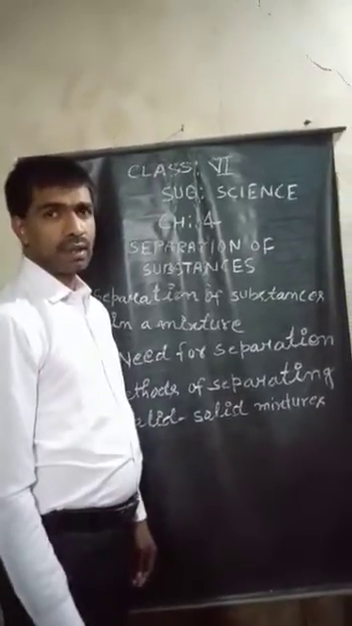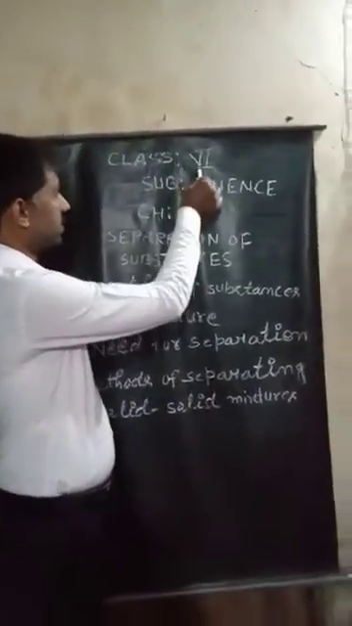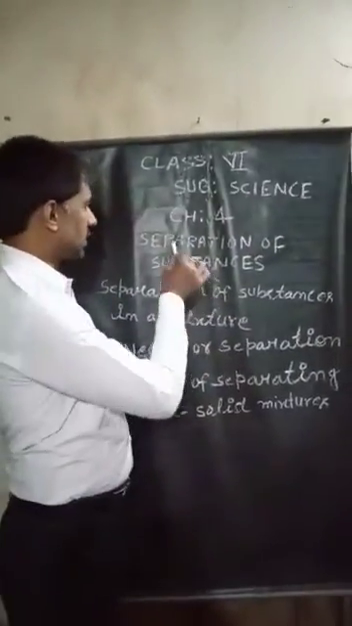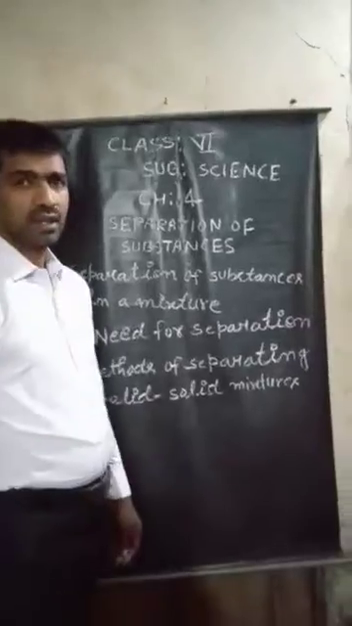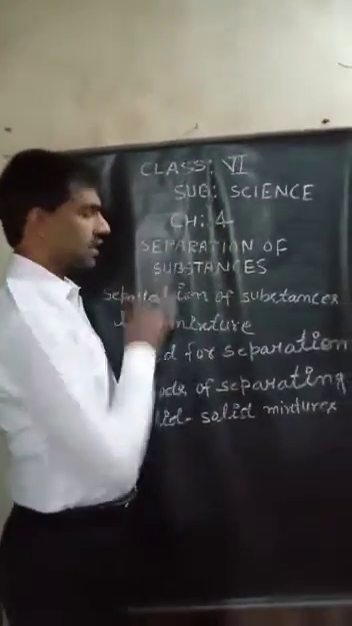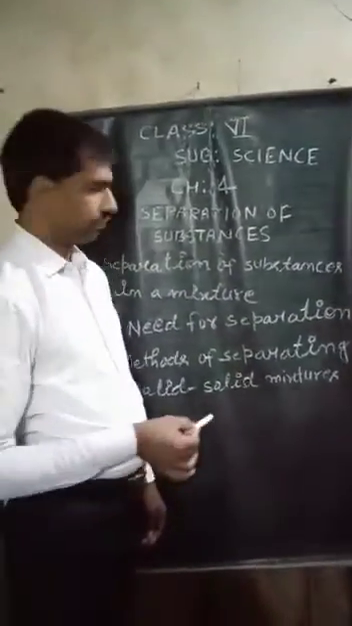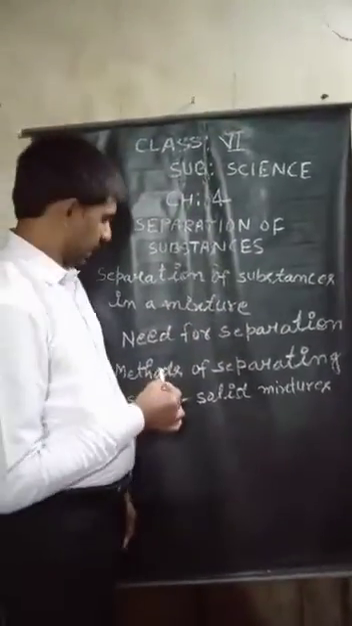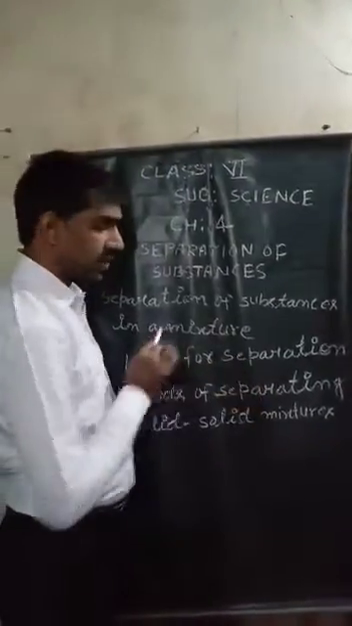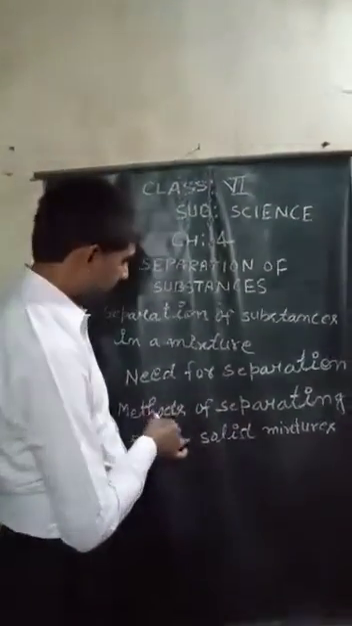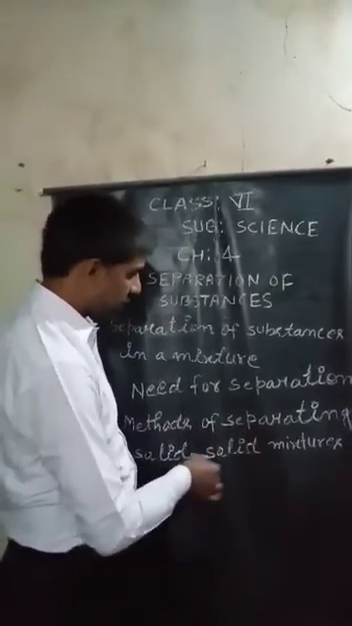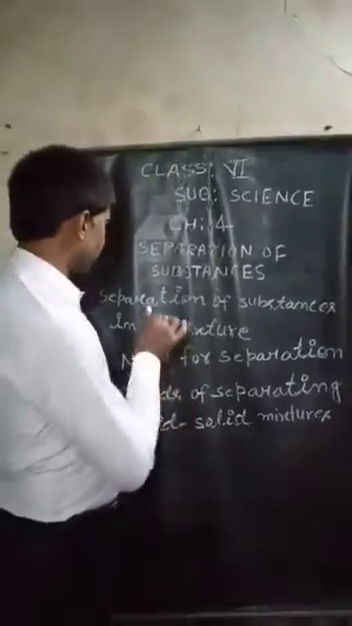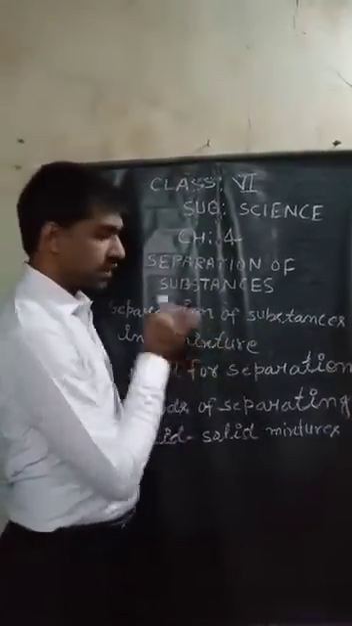I am Arun Pandey. I am going to discuss class 6 subject science, chapter 4, and the name of the chapter is separation of substances. Inside separation of substances, we are going to describe separation of substances in a mixture and the need for separation, and then after that, methods of separating solid mixtures. So first of all, I am going to describe separation of substances in a mixture.